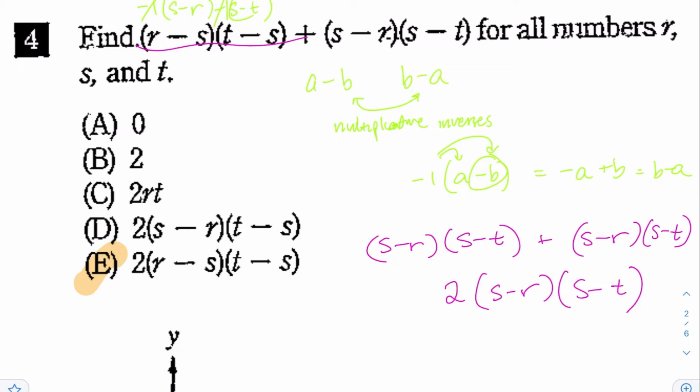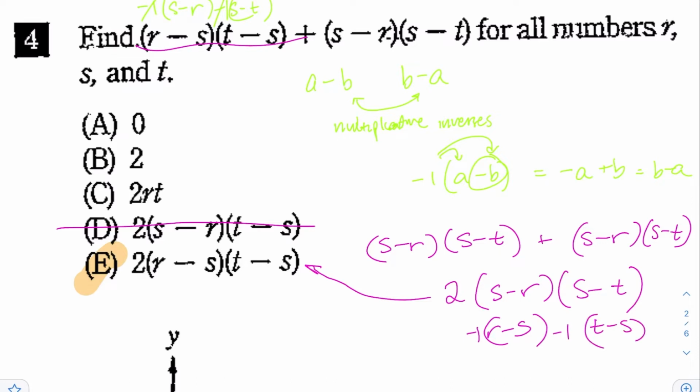Now from here, you can go through all the choices and see which one looks like this. And you see that choice D has s minus r, but has t minus s, so that is wrong. Now, in order to make this look like choice E, you can multiply both of these by -1 again. So you can turn s minus r into (r minus s) times -1, and then s minus t turns to (t minus s) times -1.